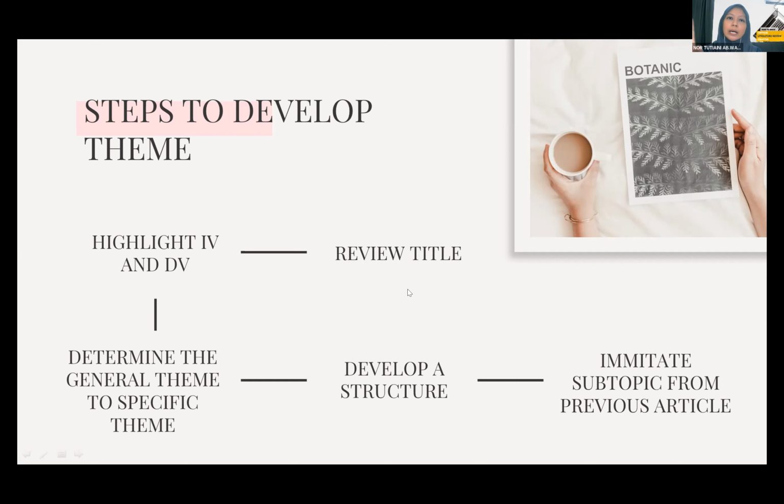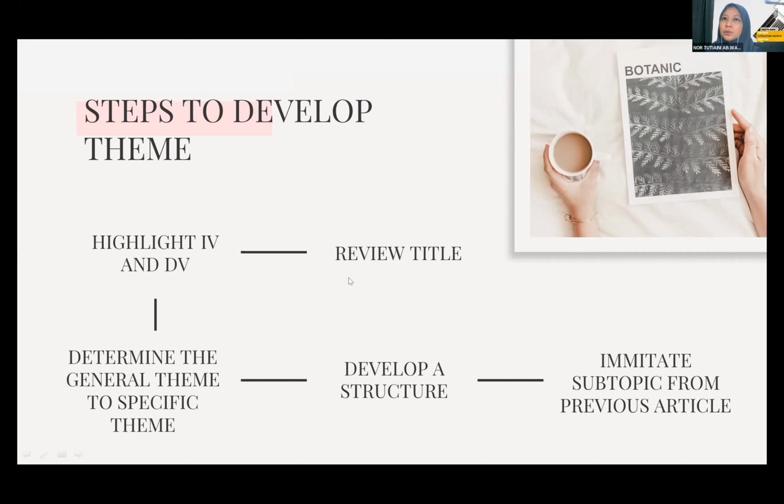Of course, it already has variables, major variables and whatnot. Adding one or two variables later is okay. So perhaps before you do your literature review, you must be solid with your title first. The title must already portray what you want to do. Oh, I want to do digitalized learning.